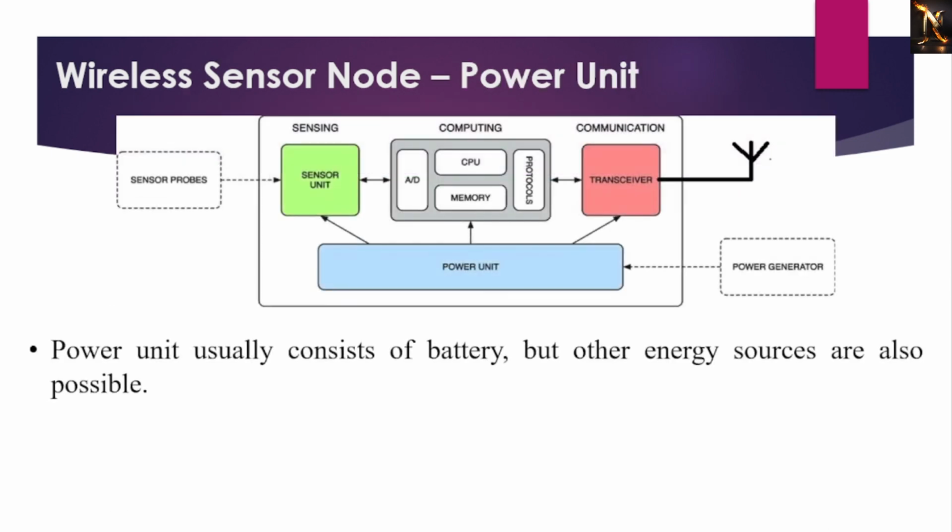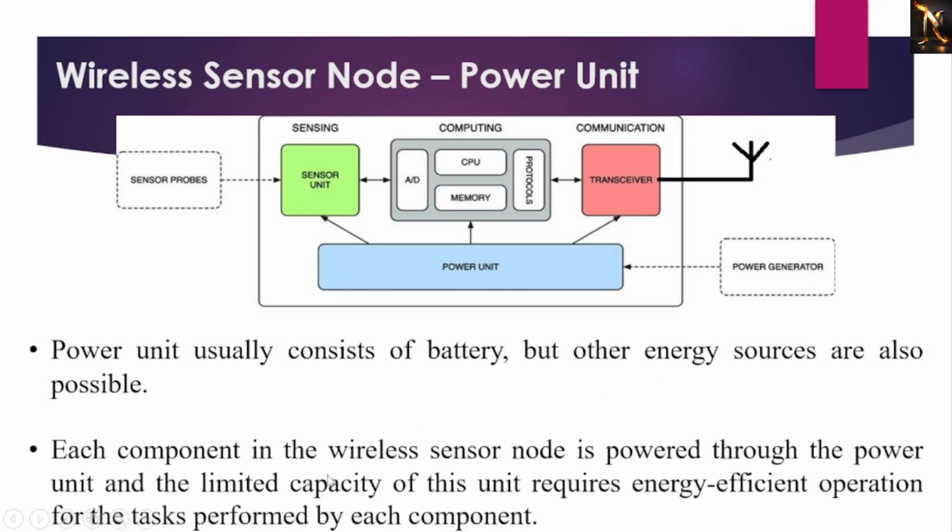The power unit typically comprises a battery, although alternative energy sources are also viable. Every component within the wireless sensor node draws power from this unit. The limited capacity of the power unit necessitates energy-efficient operation for each component's tasks.